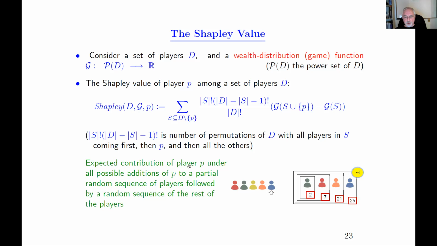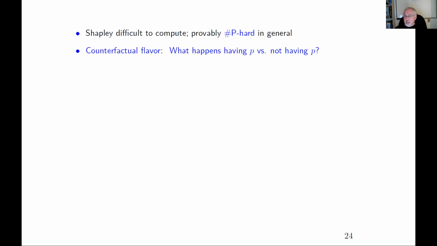Again, it is the expected contribution of player P in all possible additions of P to a partial random sequence of players, followed by a random sequence of the rest of the players. So here, for example, we can start with this player over here. Its wealth alone is 2. Then we have a new player, the one over here, and then the common wealth is 7. So the contribution is 5, and so on. And if we are interested in this particular player, we see that in the end, this one is contributing with 4 to the wealth that we had before adding it to the set of players. And we consider all the possible situations for the other players and the orders in which they participate in the game.